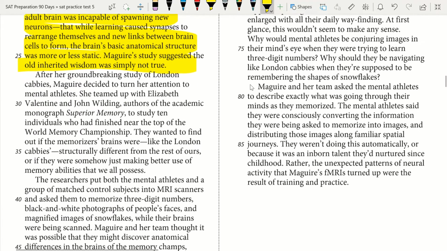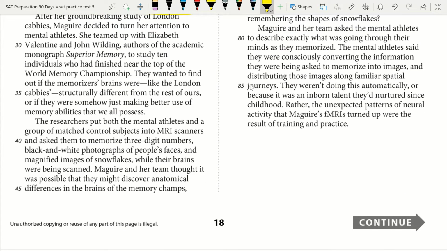After her groundbreaking study of London cabbies, Maguire decided to turn her attention to mental athletes. She teamed up with Elizabeth Valentine and John Wilding, authors of the academic monograph Superior Memory, to study 10 individuals who had finished near the top of the World Memory Championship.